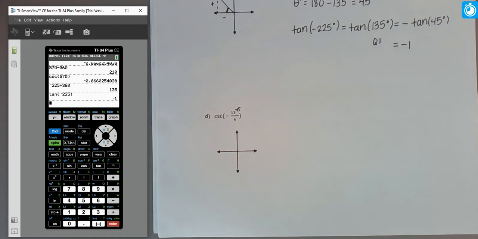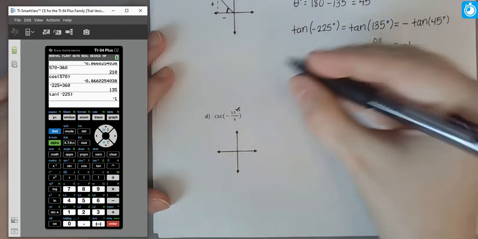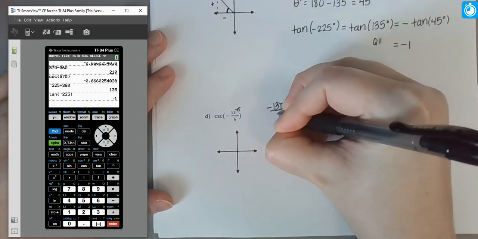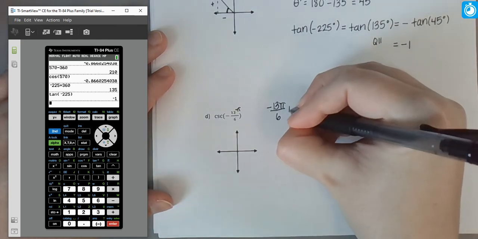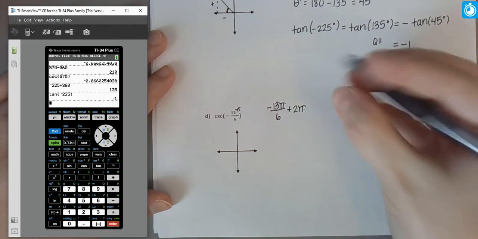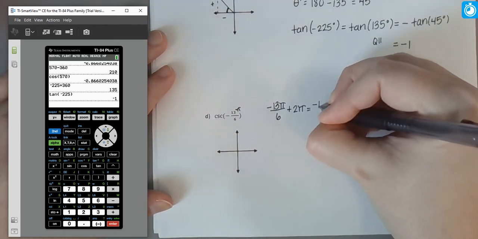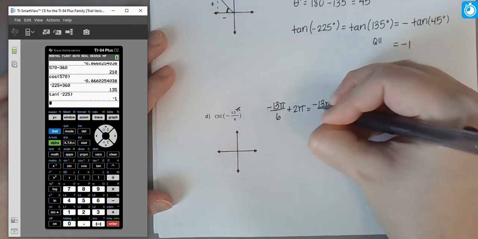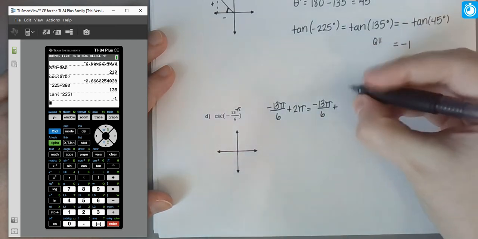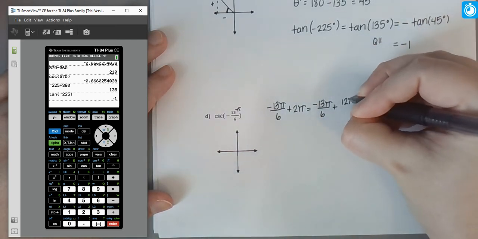Now this is a negative angle, so it's definitely not within the range of values we want. So we need to find the coterminal angle first. So negative 13 pi over 6. And we're going to add on a rotation in radians that's represented as 2 pi. So that's going to be negative 13 pi over 6 plus, common denominator, that'll give us 12 pi over 6.